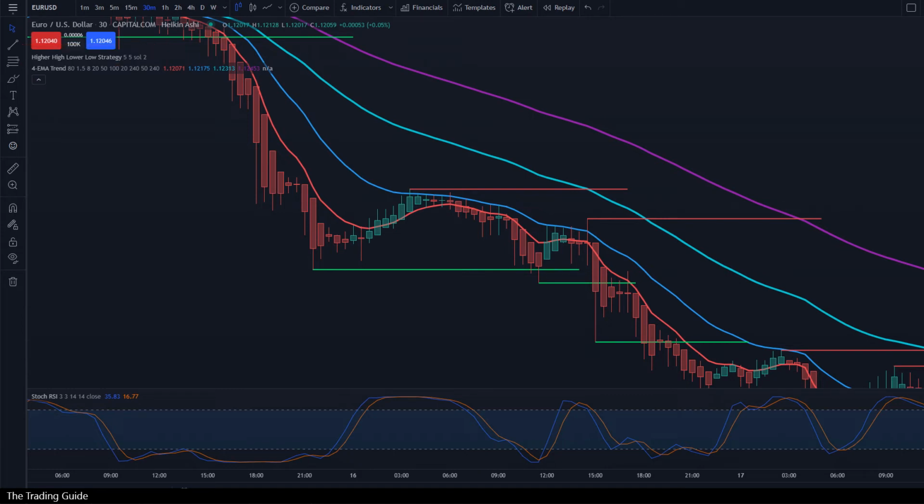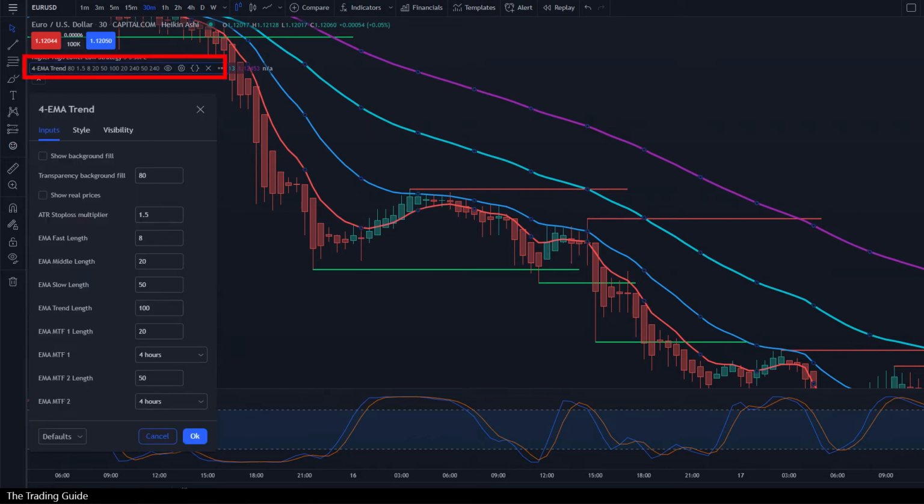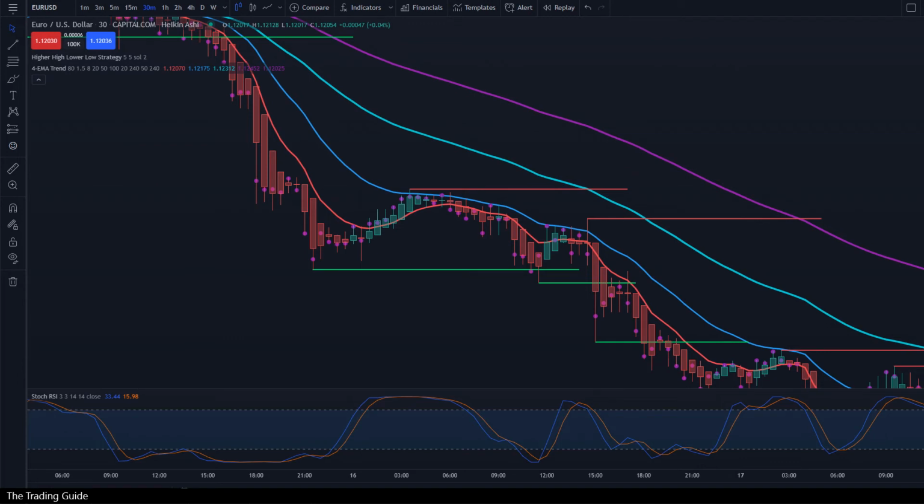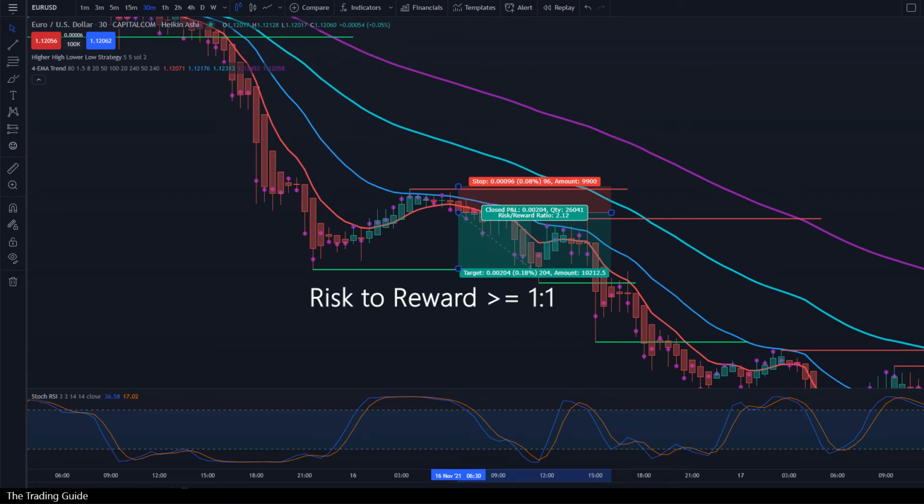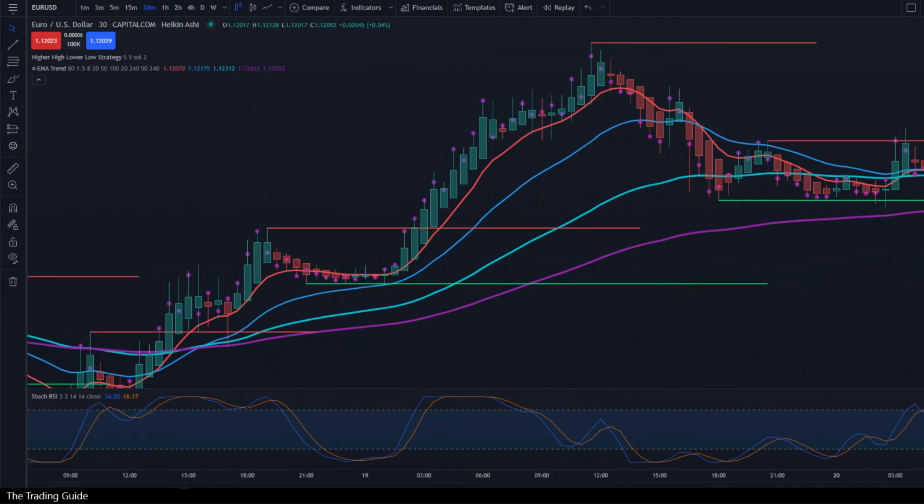The only thing that bothers me a bit is that I don't see the real price because of the Heikin Ashi chart. So I added an option to the 4 EMA indicator. It is called Show Real Prices. And when you activate it, you see the real price, even here for the Heikin Ashi chart, as a purple dot. And now you know, here we can enter at this candle and you plan the trade to the previous low. And the condition for entering is that the risk to reward ratio has to be greater than 1:1. Then we can take the trade. This was an example for going short.